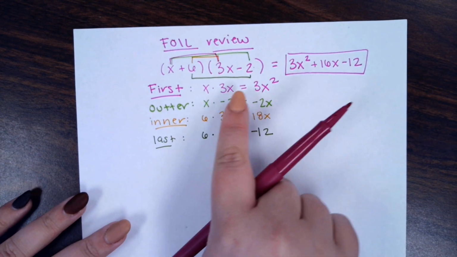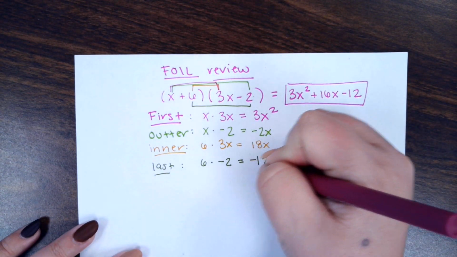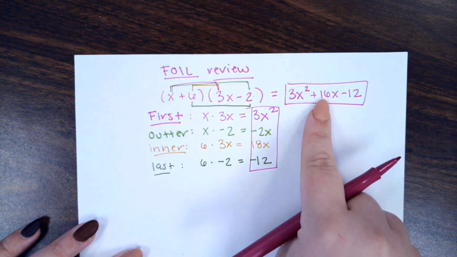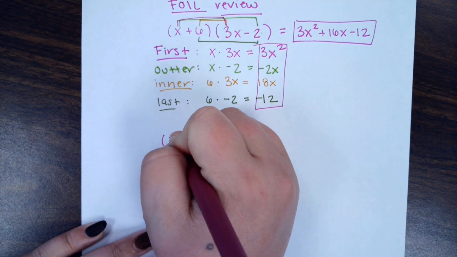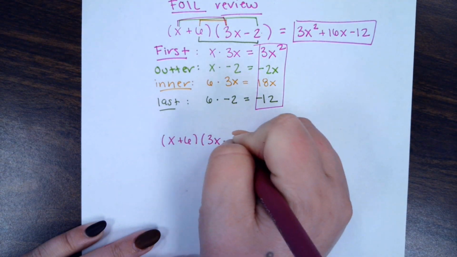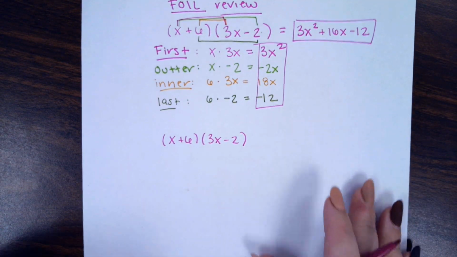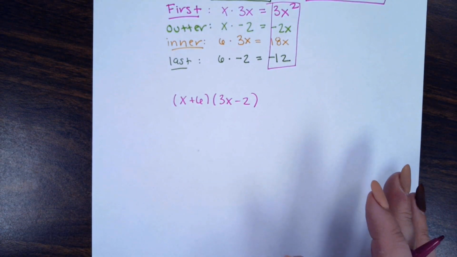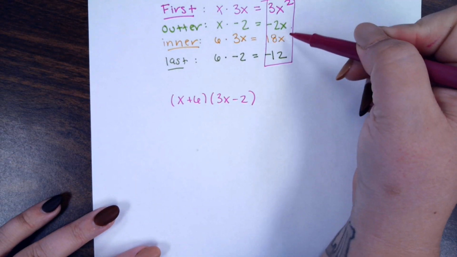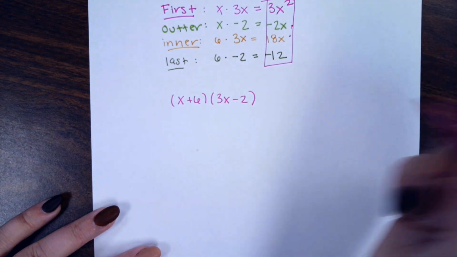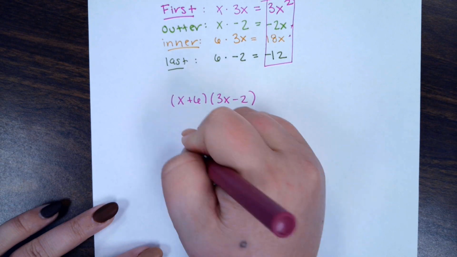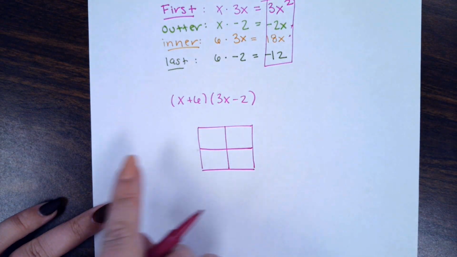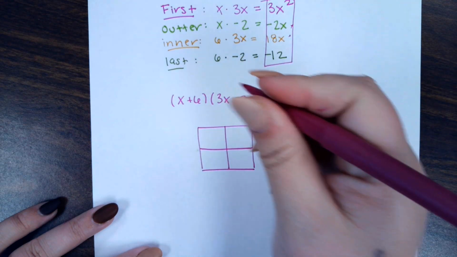I'm okay if you can just write out these four terms here and then combine like terms to get your final answer. If you want a certain way to organize it, let's use the same example here. We could use the box method, and that's one way to organize things pretty nicely so you don't lose any terms, because sometimes we can lose these middle terms here. Since I have two binomials, I need a box that's 2 by 2, because we're going to put the terms on the edges of the box here.